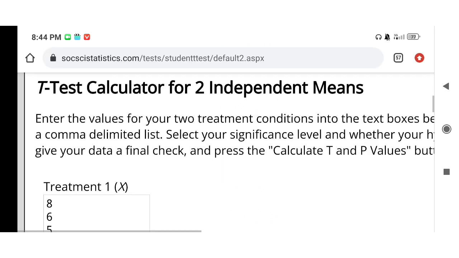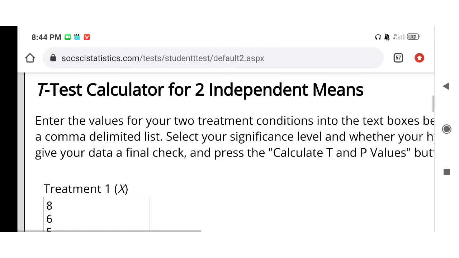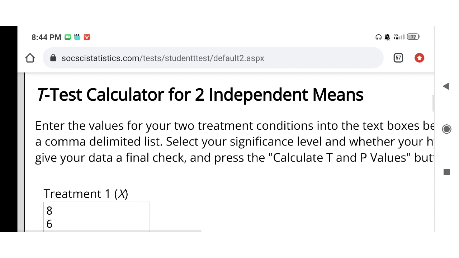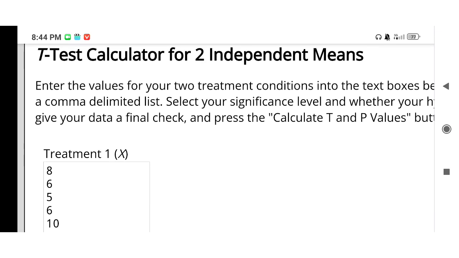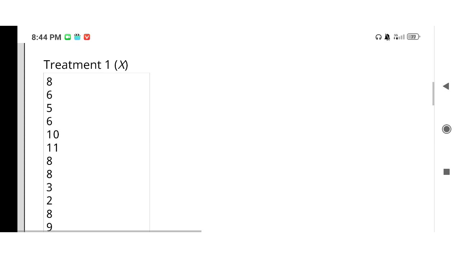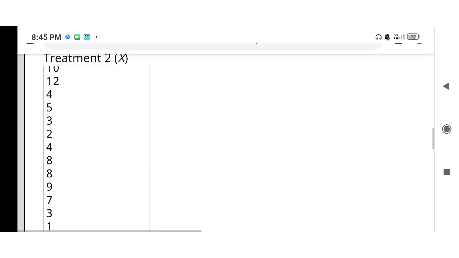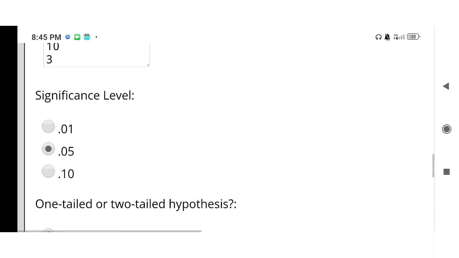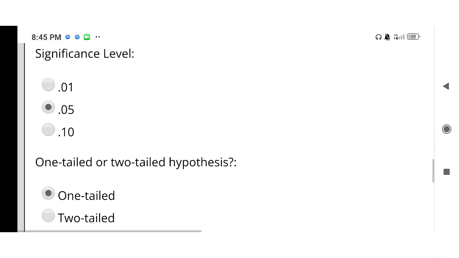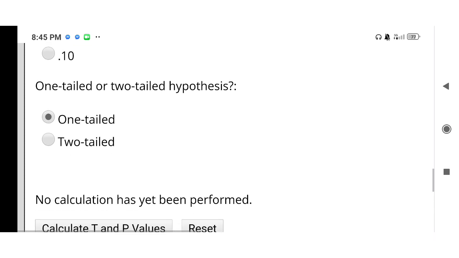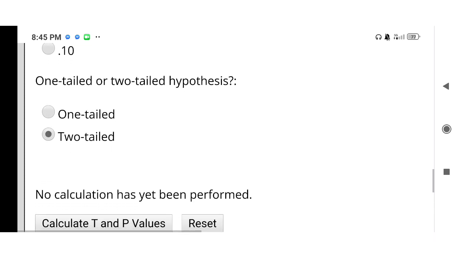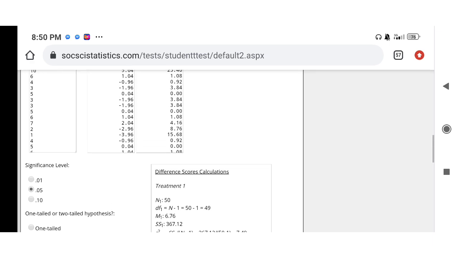Now let's proceed to the calculation for the independent means using the t-test calculator for two independent means. The treatment 1 or x data is here, we already pasted it. We have 50 samples for treatment 1, and for treatment 2 we also have 50 samples. The significance level should be 0.05 and the hypothesis should be two-tailed. So these are the results.